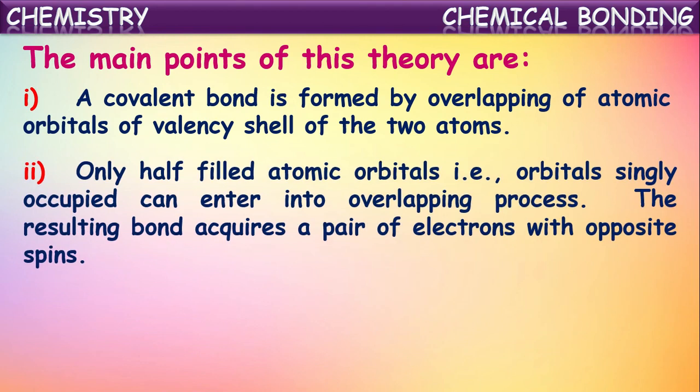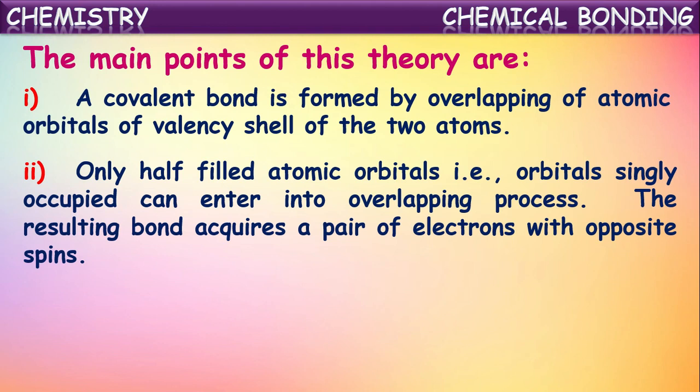Next point, only half-filled atomic orbitals, that means orbitals singly occupied, can enter into the overlapping process. So overlapping will be done between the atomic orbitals of two atoms which have a single electron in them. Half-filled atomic orbitals only participate in this overlapping process.